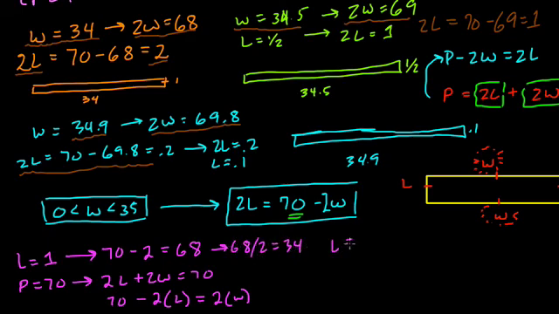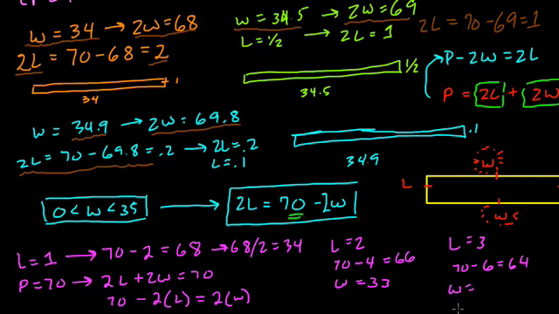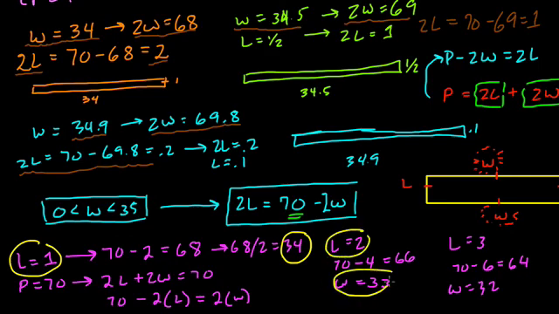If the length is equal to 2, which they ask next, well then you have 70 minus 4, and that equals 66. And then the width is equal to half that, or 33. If the length is equal to 3, well then you have 70 minus 6, which equals 64. And the width now equals what? Well, 32. Notice what just happened. We went, the width equals 34 when the length is 1. Then when the length is 2, you have a width of 33. Then when the length is 3, you have a width of 32.